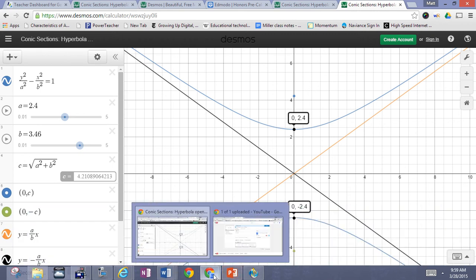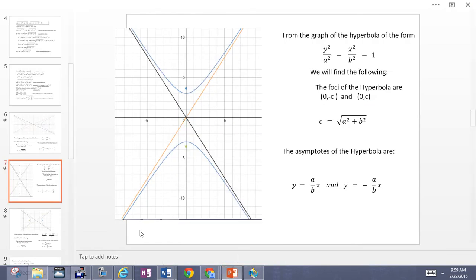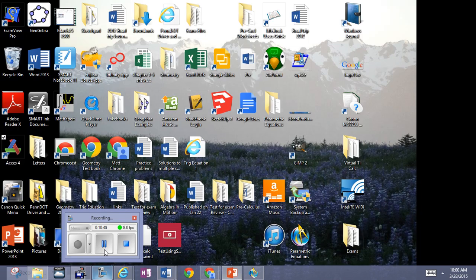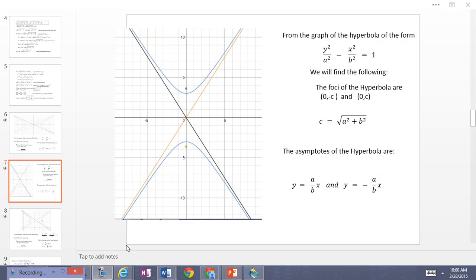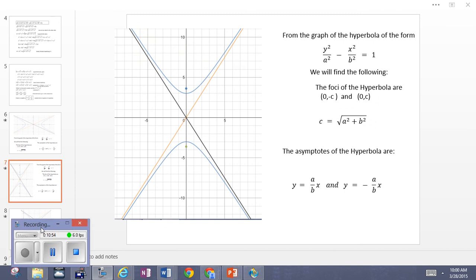Going back to our summary table for the orientation vertically, given by the equation of this form, our focus is found the same way. However, our focus is going to be oriented on the y-axis, and our asymptotes are of the form a over b x and negative a over b x. I think we'll stop it at that.